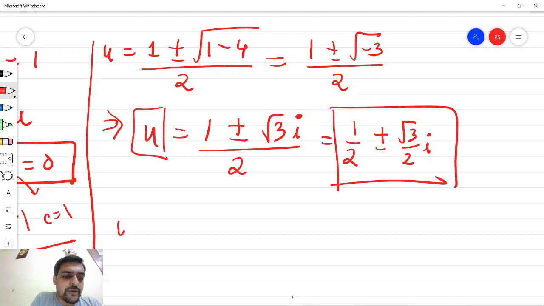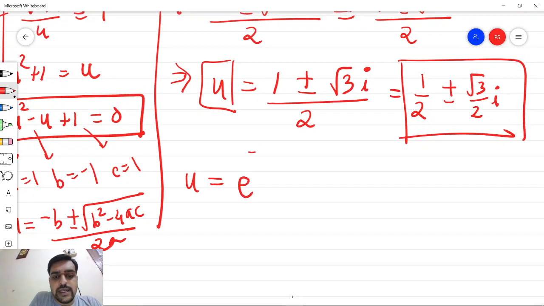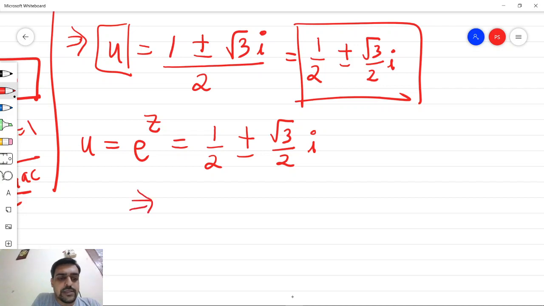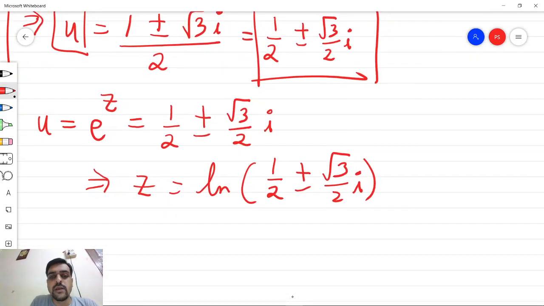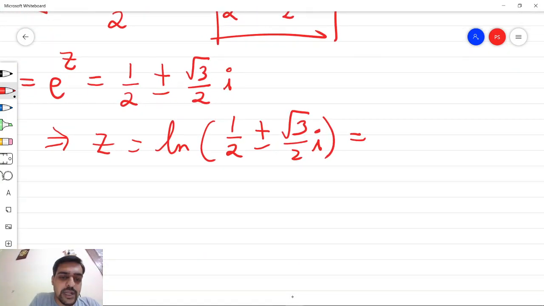But remember, we have introduced u as per our choice, and u is equal to e raised to z. So we get here e raised to z equal to 1 by 2 plus or minus root 3 by 2 times I. So this also means that z is equal to log of 1 by 2 plus or minus root 3 by 2 times I. Now in order to solve this further, we recall the same formula.